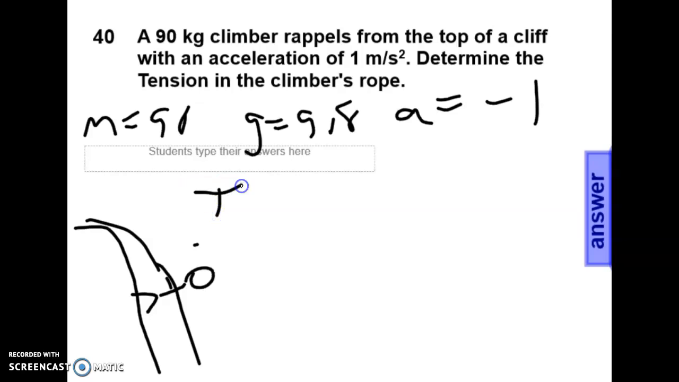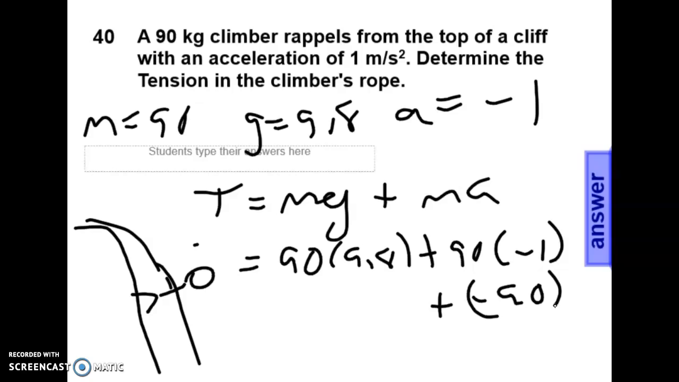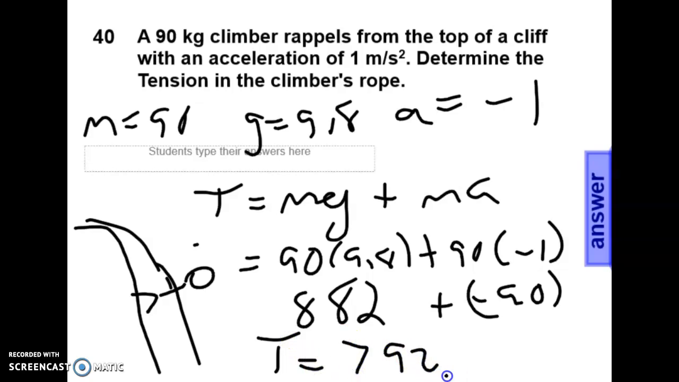If I want to calculate the tension, that's equal to mg plus ma. It's going to be 90 times 9.8 plus 90 times -1. 90 times -1 is -90. 90 times 9.8 equals 882. If I do the math there, tension is equal to 792 newtons. So if I'm accelerating down, the acceleration is negative.